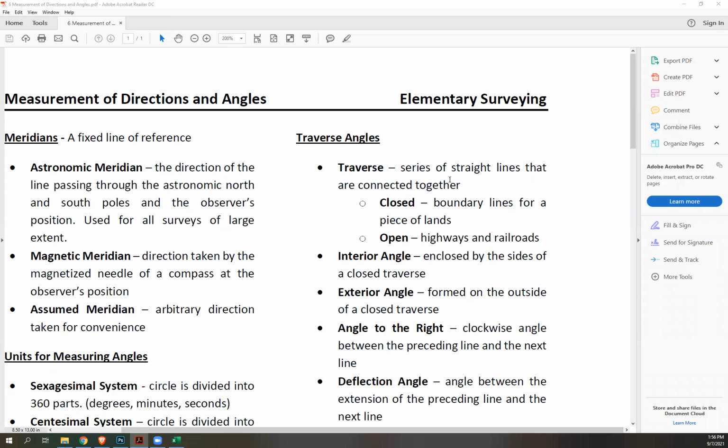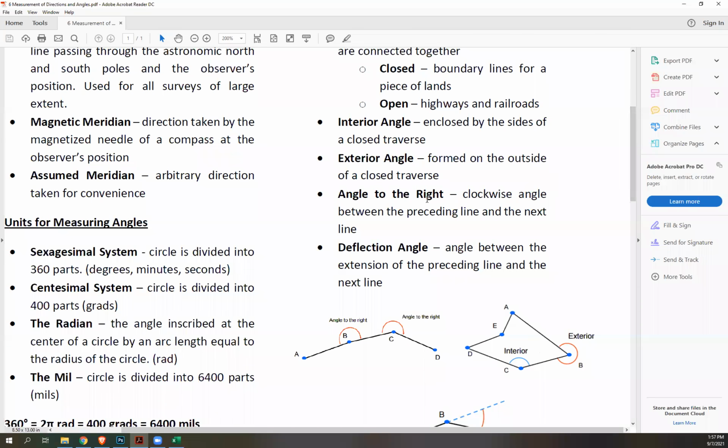Next, within your closed traverse, we have interior and exterior angles. So interior angles are enclosed by the sides of a closed traverse, while exterior angles are the opposite. They are formed on the outside of a closed traverse. And then the last two are your angle to the right and your deflection angle. Angle to the right is a clockwise angle between the preceding line and the next line.